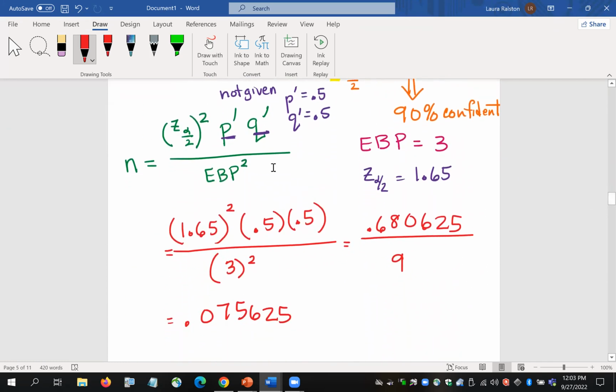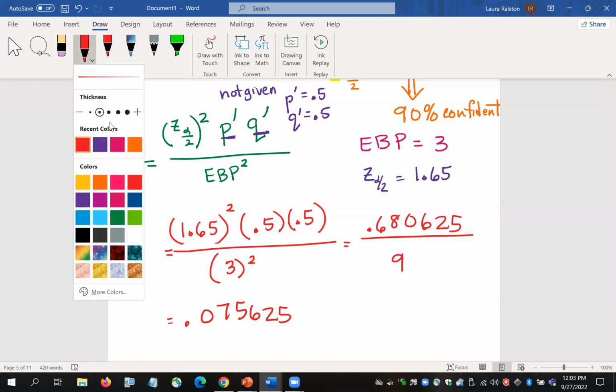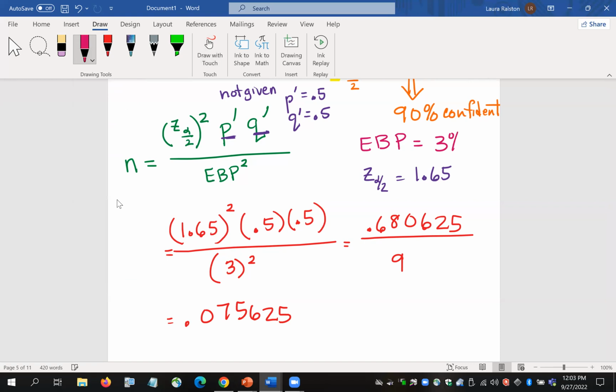Oh, I know what I did. I know what I did, guys. This is 3 points, my error bound percentage. Miss Ralston found her mistake. This is 3%. So I should change this to a decimal. I'm sorry, it's my fault.